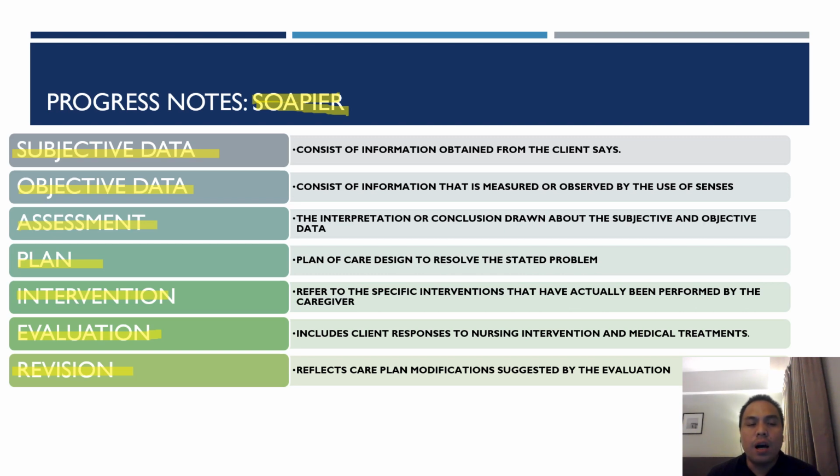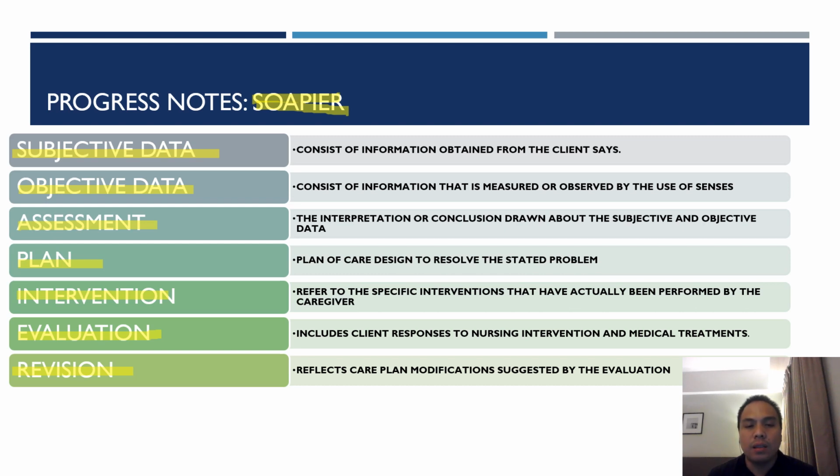Okay? Objective data consists of information that is measured or observed by the use of the senses. So for example, vital signs, laboratory, and X-ray results. In assessment, that is the interpretation or conclusions drawn about the subjective and objective data. So during the initial assessment, the problem list is created from the database. So the A entry should be an assessed statement of the problem. Okay?